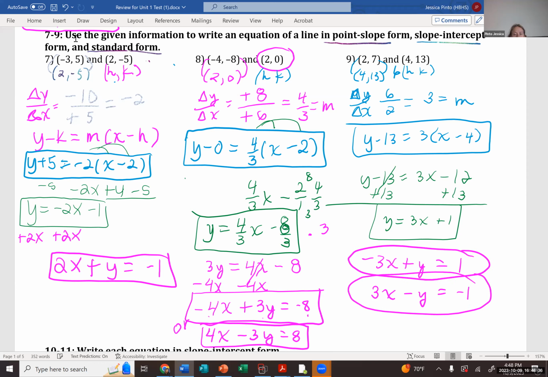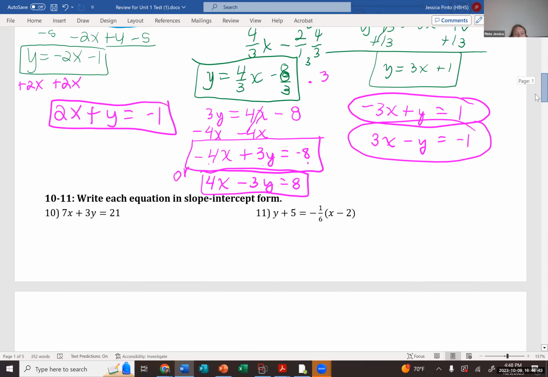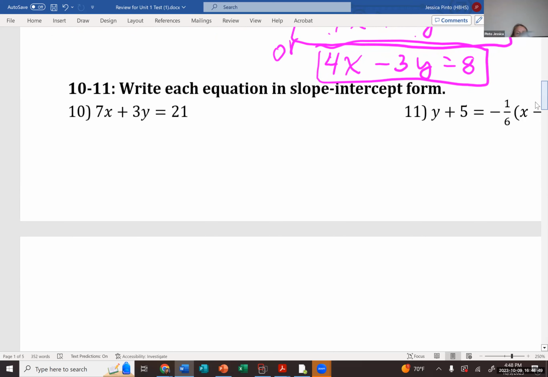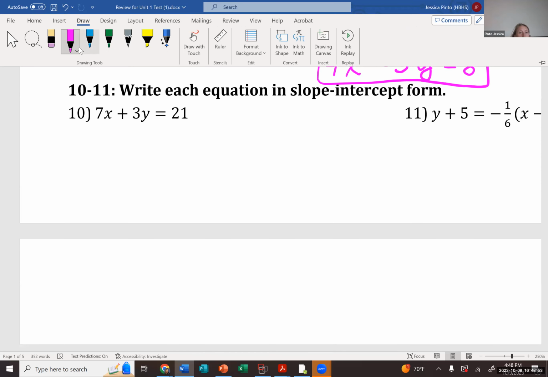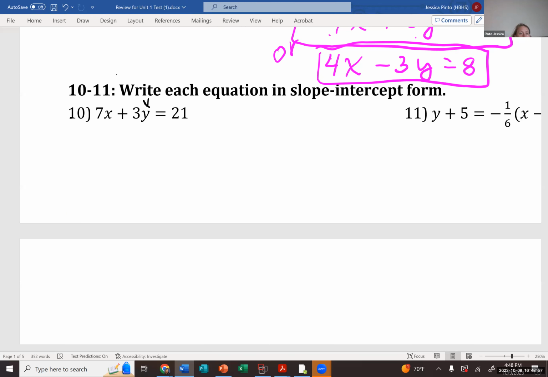What about black? We can do black on number 10. Okay, so number 10. For number 10 and 11, we want to write them in slope-intercept form, which is y equals mx plus b. So I'm going to solve for y. So in order to do that, here's y. I need to get rid of the x part first. I'm going to subtract 7x.